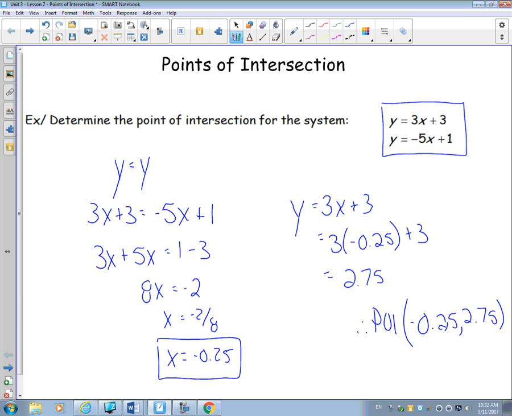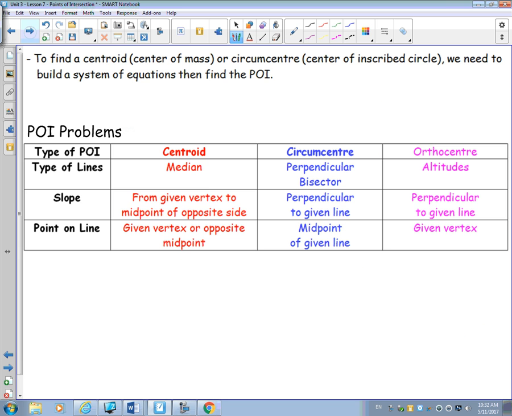What I want to do today is take that idea and apply it to these geometric lines we've been looking at. In other words, I want to be able to find centroids, circumcenters. Centroids refers back to medians. We also call it the center of mass, just to point that out. So if I want to find a centroid, I'm going to need to find medians, in particular two of them. Reminder, to find a median, you have to go from the given vertex to the midpoint of the opposite side.